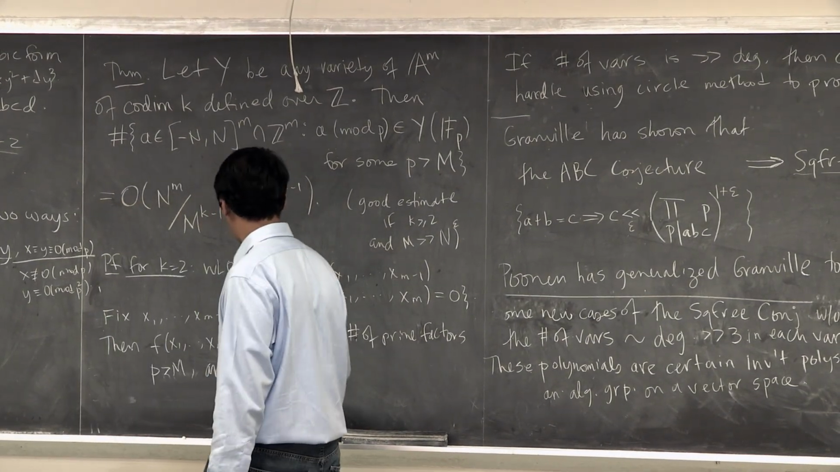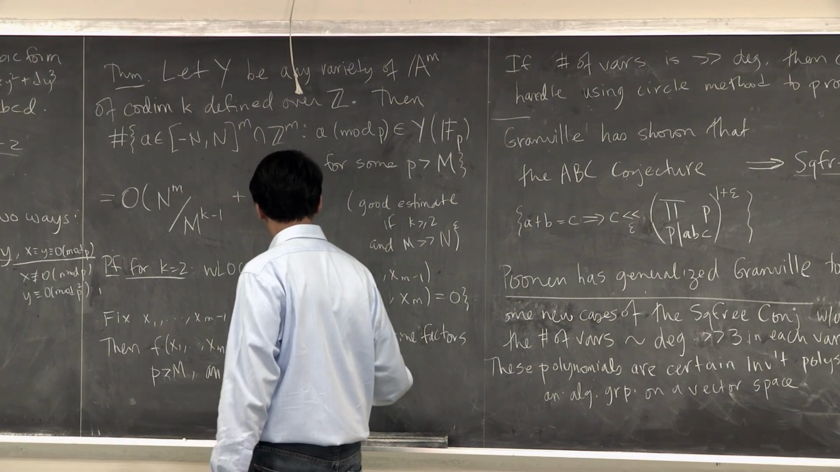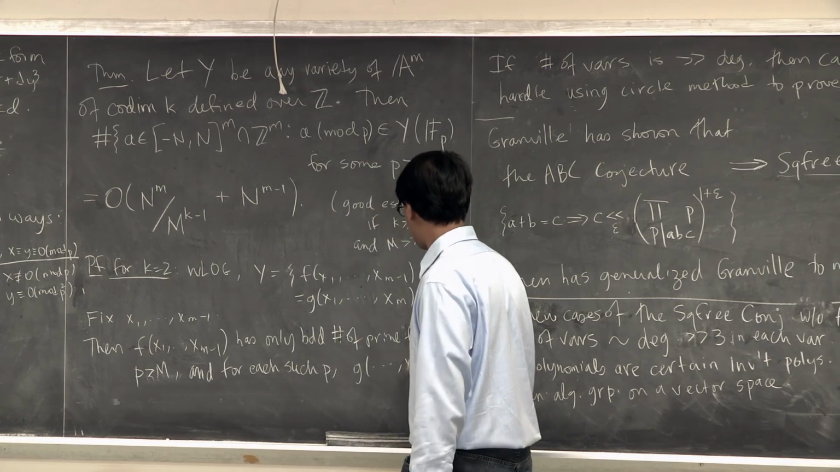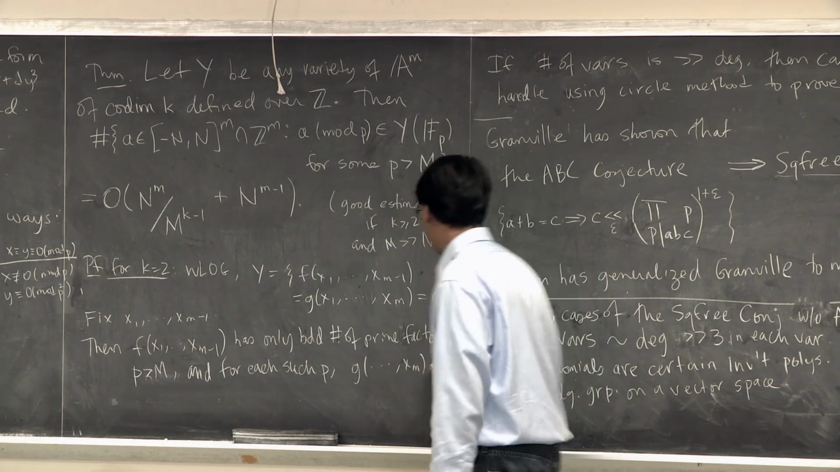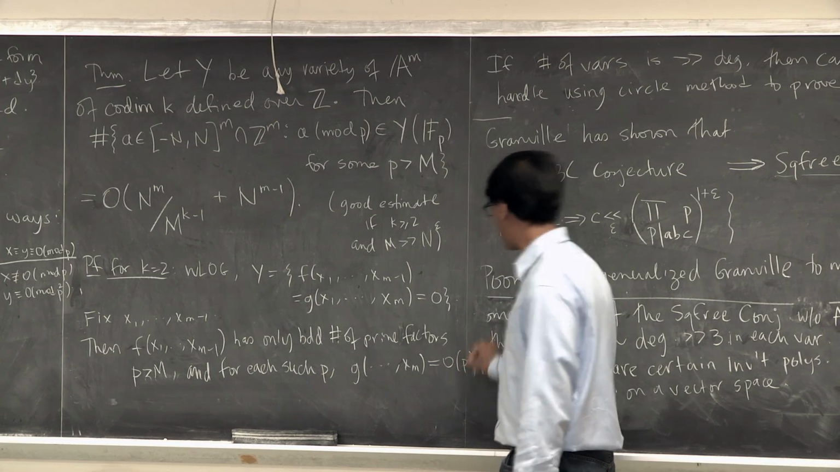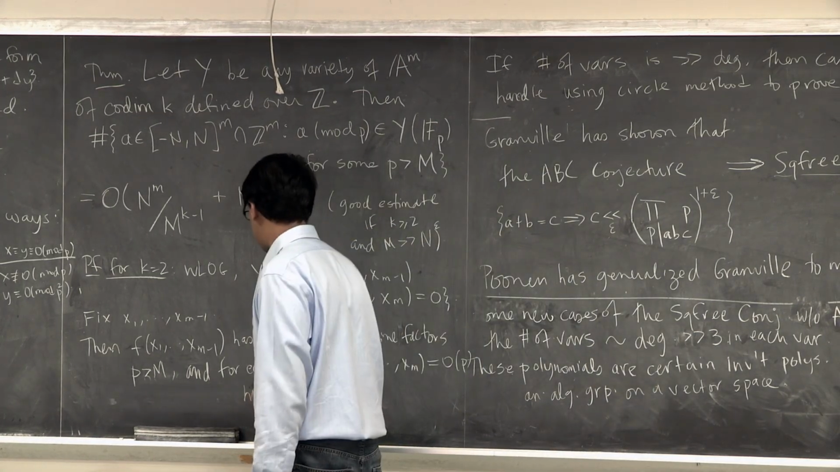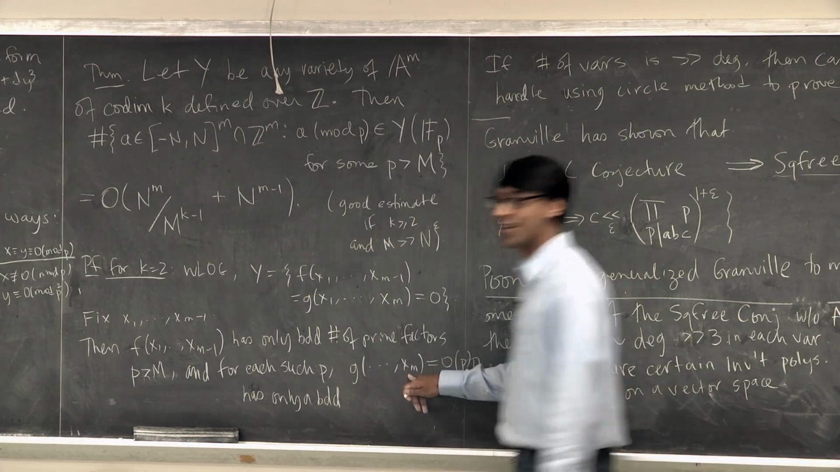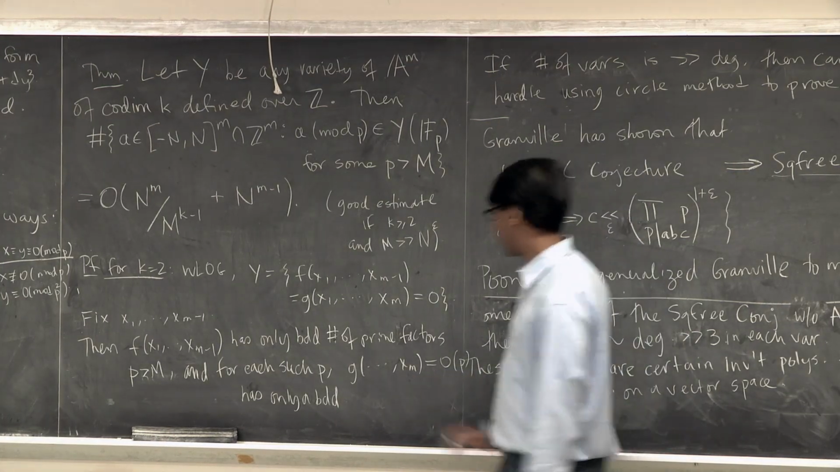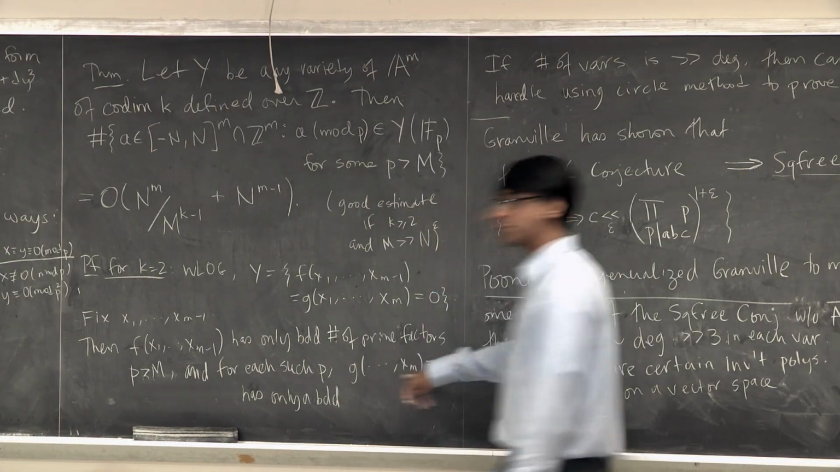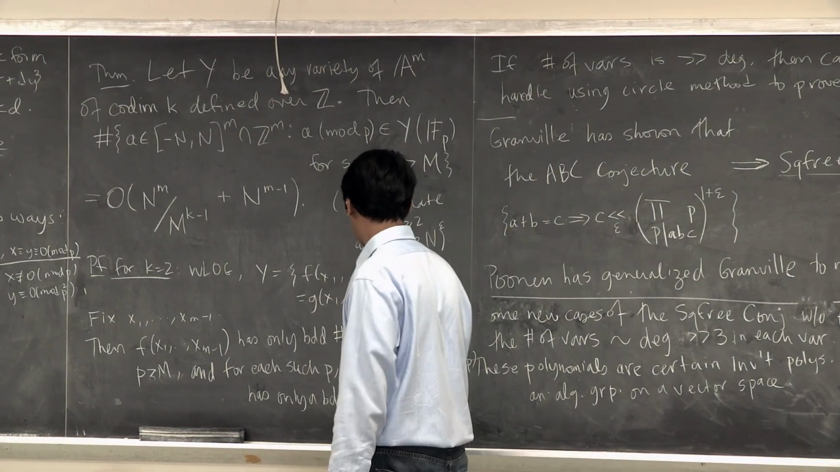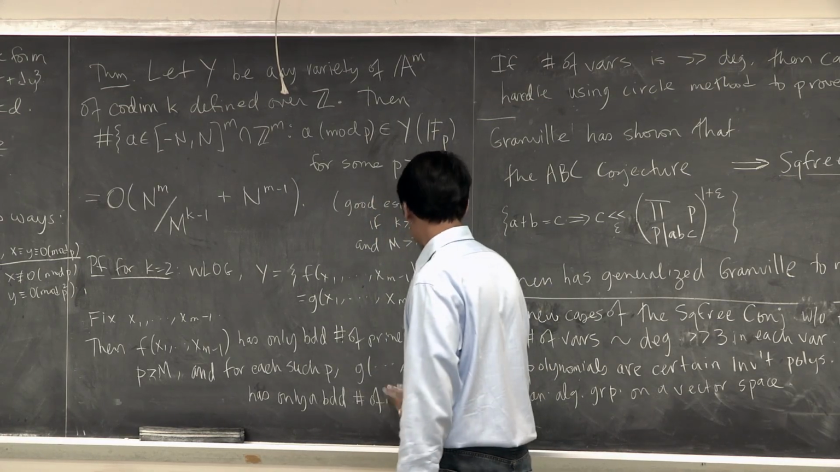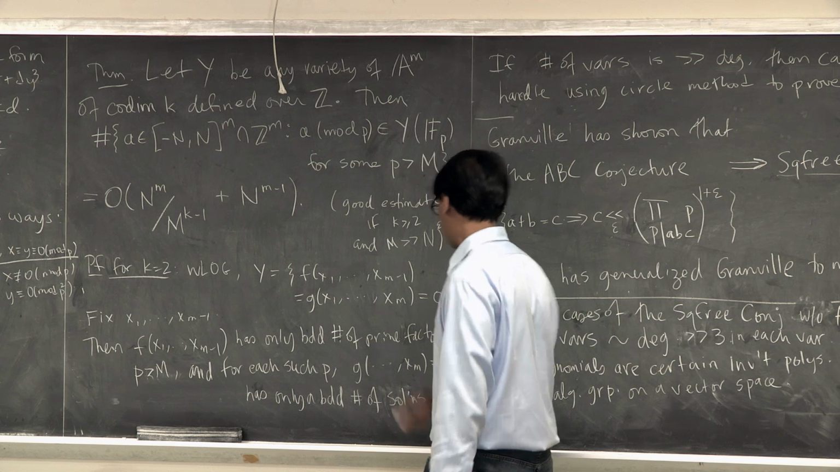and for each such p, g of all those fixed values and x_m equals 0 mod p has a bounded number of solutions, namely the roots of a polynomial mod p. And whatever the degree is bounds g as a polynomial in x_m. It's only a bounded number of roots, solutions, mod p.